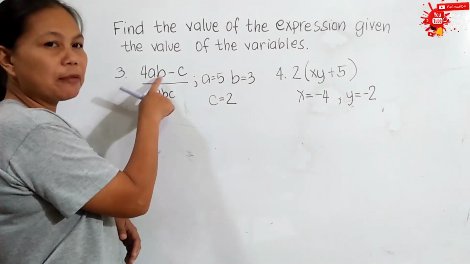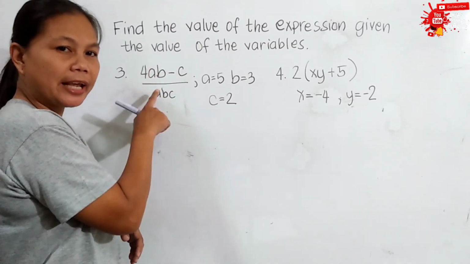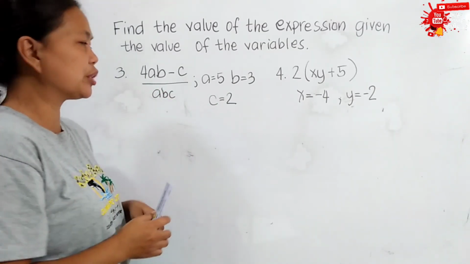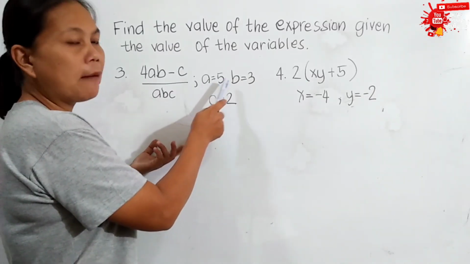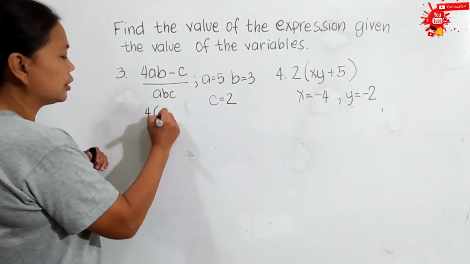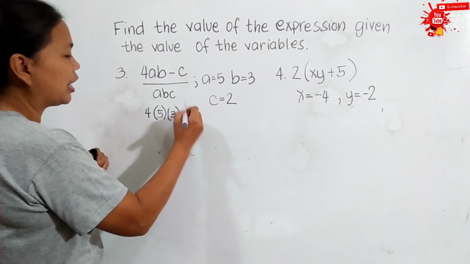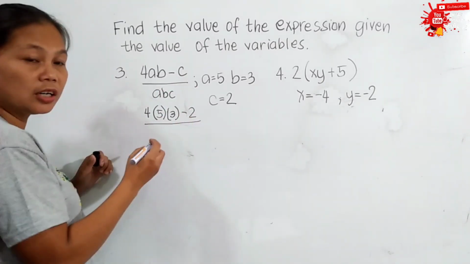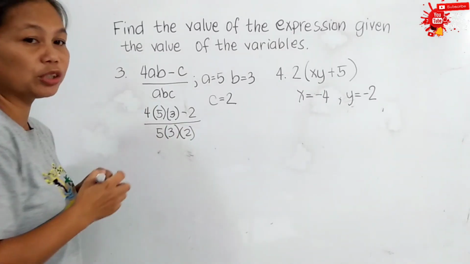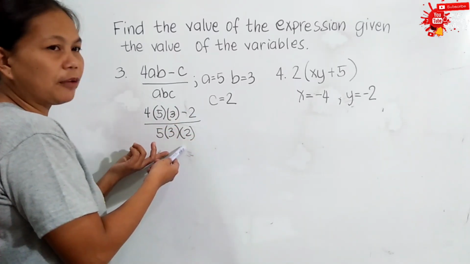So, we are given here 4ab minus c all over abc. So, again, for 4ab, it means 4 times a times b. Now, for abc, it means a times b times c. So, now, let us substitute the given value for each variable wherein a is 5, b equals 3, and c equals 2. So, let us substitute. So, we have here 4 times a, which is 5, times b, which is 3, then minus c, which is 2. Then all over 5, times b, which is 3, times 2. And then follow the GEMDAS rule. So we multiply first, then subtract, then divide by the product of 5, 3, and 2.